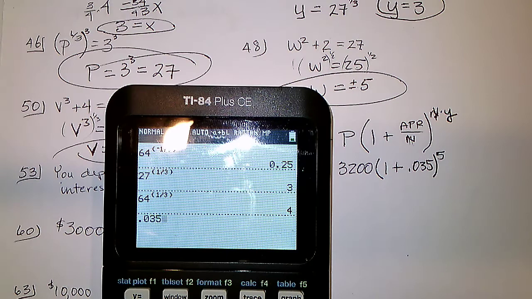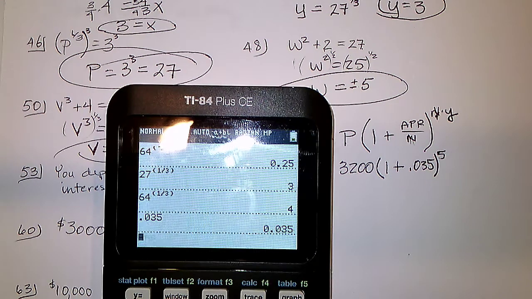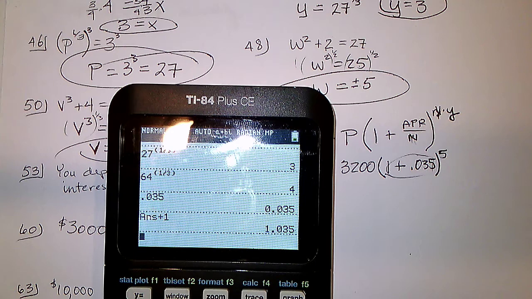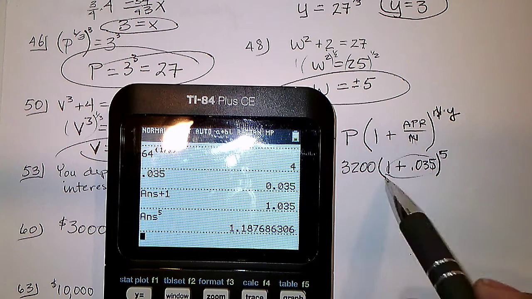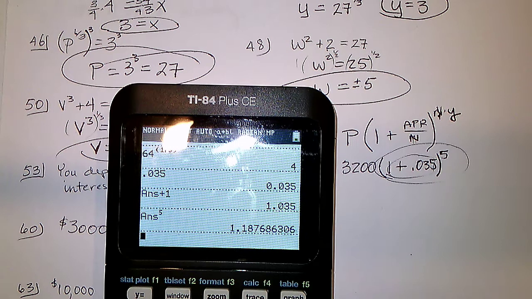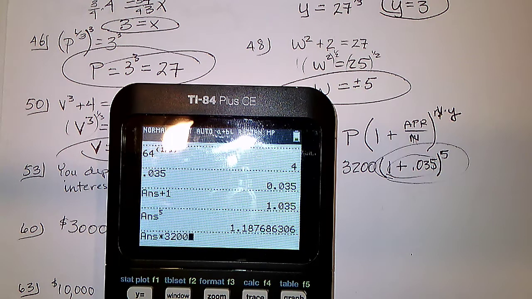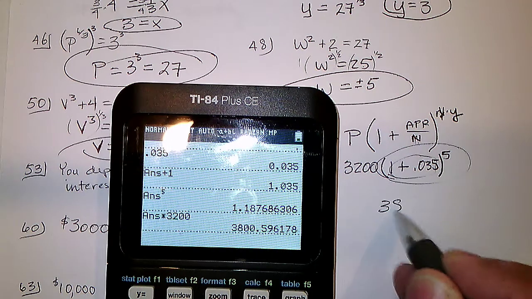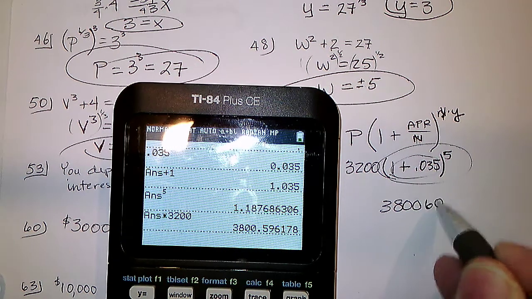Now to work that out on the calculator, I get this answer plus 1. Take it to the 5, and I get that, and then I take it times 3200, and I get $3,860.